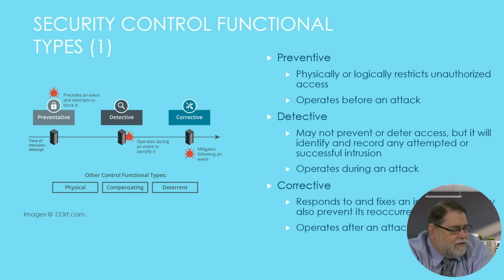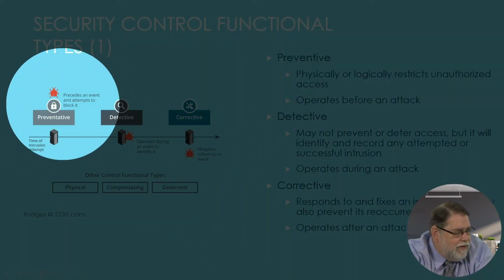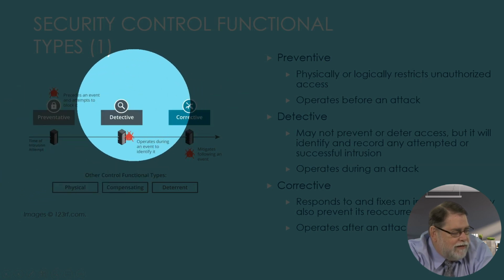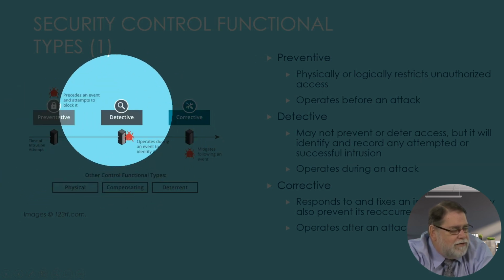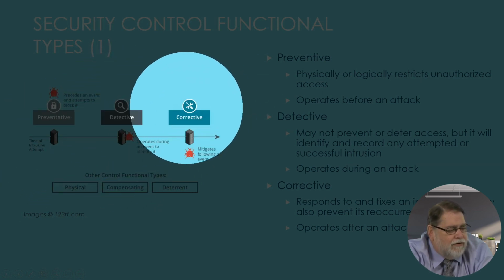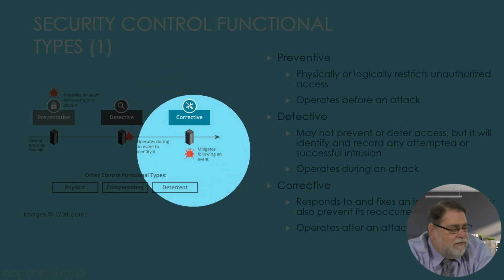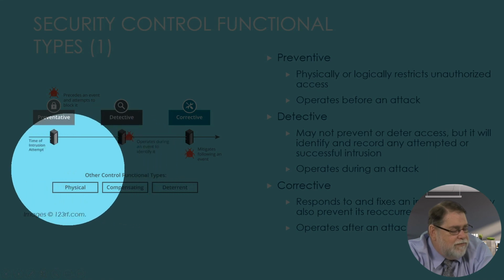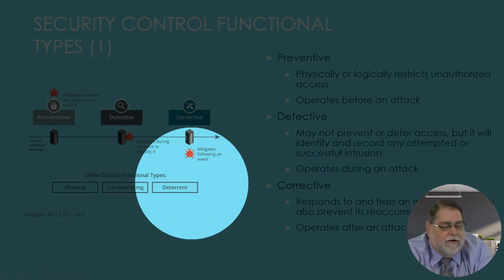And if we look at this graphically, we have preventative precedes an event and attempts to block it. Detective operates during an event to identify it. And corrective mitigates following an event. Other functional control types are physical, compensating, and deterrent.